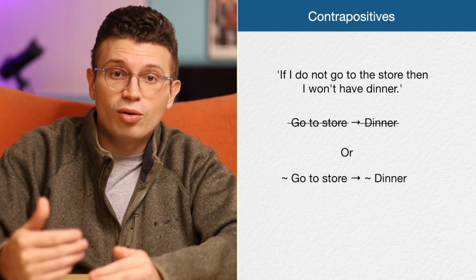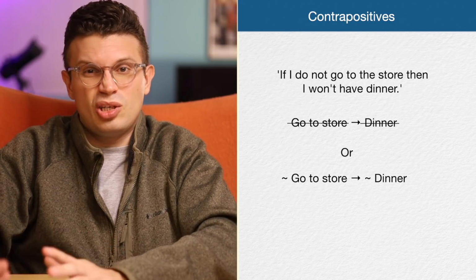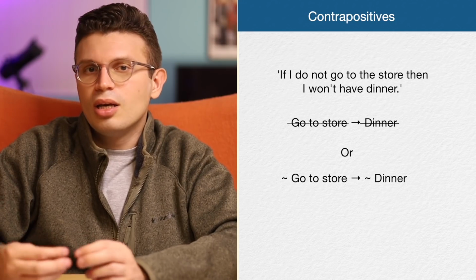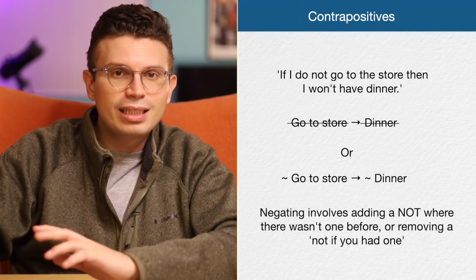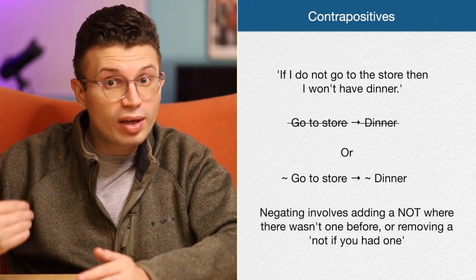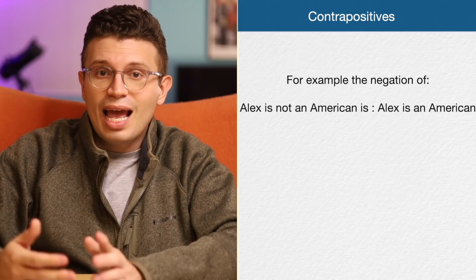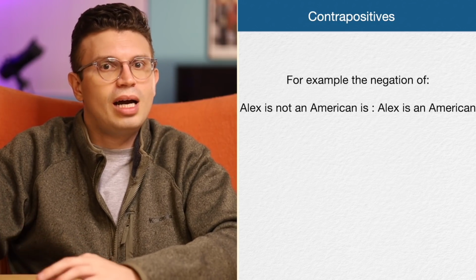Personally, I kind of prefer my little squiggly line just because it's faster. Maybe it's a little harder to intuitively understand what it's saying, but with practice, you definitely get used to it, all right? Negating these statements usually just involves adding a not where there wasn't one before, or removing a not if you had one there, okay? For example, the negation of Alex is not an American is going to be Alex is an American. I just got rid of my not.